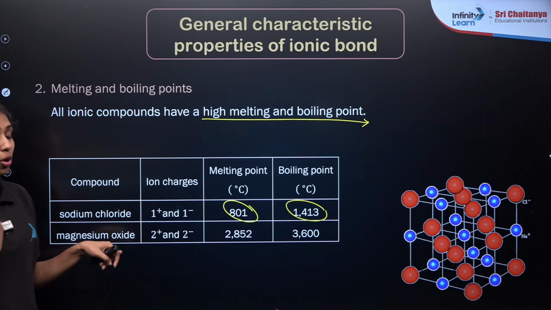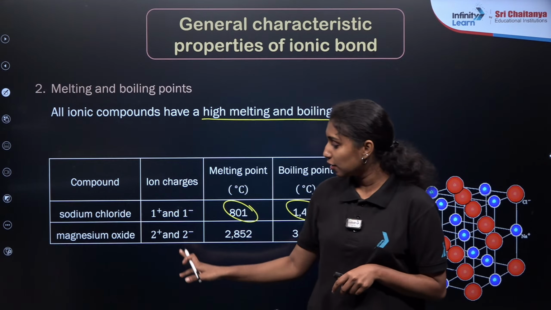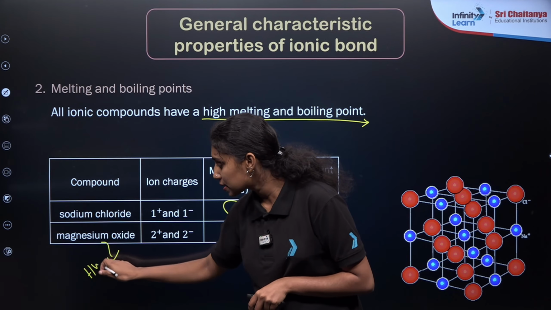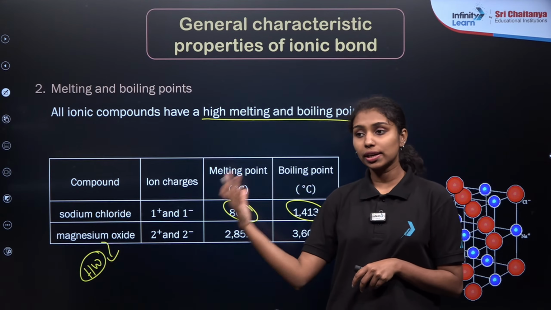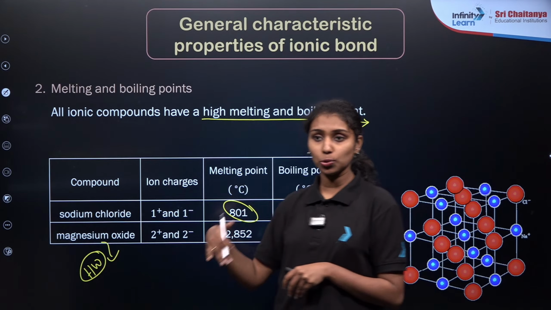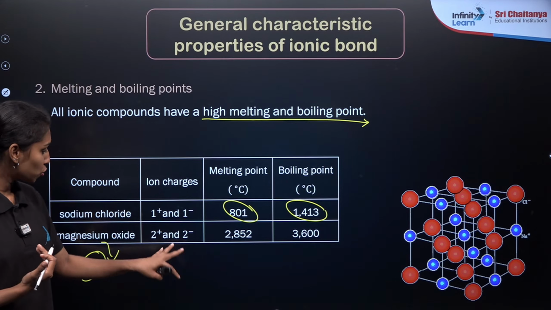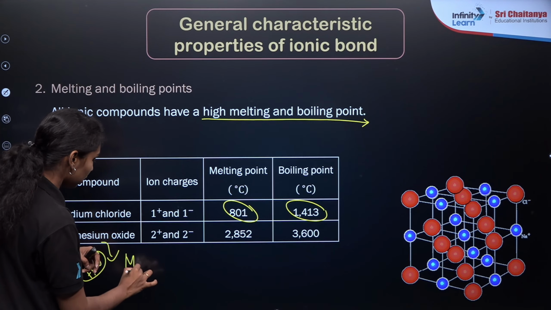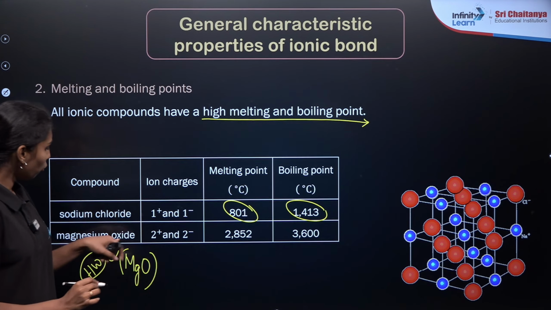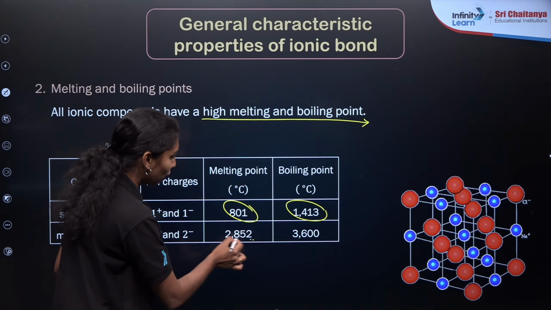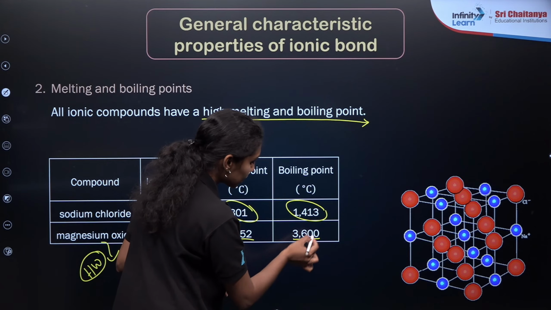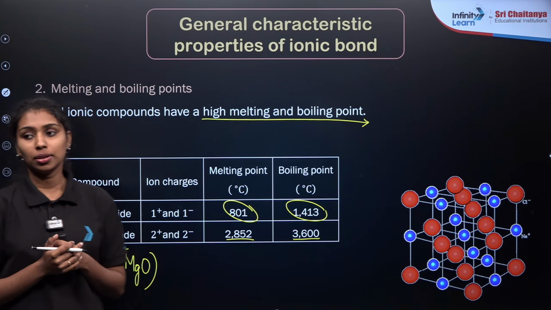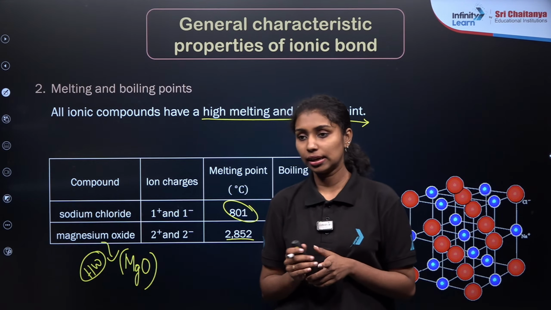Then if you take magnesium oxide, try as homework how magnesium oxide forms, right? Magnesium loses 2 electrons to form the Mg2+ ion, and oxygen accepts 2 electrons from the magnesium to form the O2- ion. So they form MgO, which is the chemical formula of magnesium oxide. Their melting point is 2852 and boiling point is 3600, right? Which means they have high melting and boiling points because of this strong force of attraction. Clear?